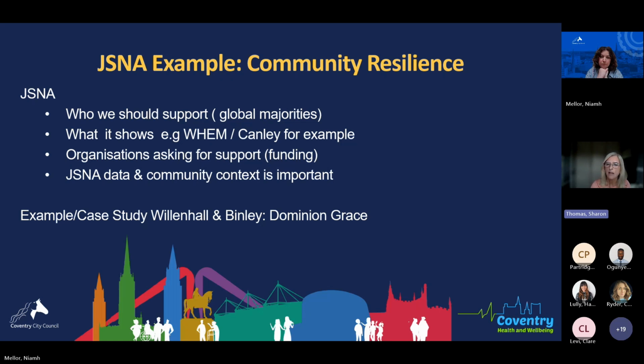So I thought I'd give you a bit of an example for that. Dominion Grace came to us looking for funding. We've helped them before. They run a breakfast club on a Saturday. They've been running it now for coming up for 2 years. We supported them with the first application, and they got £10,000 to run a breakfast club. And if you look at the JSNA data for Willenhall, it's quite densely populated. Binley and Willenhall are quite different. Willenhall is quite young. They've got 21% of their children between 0 to 15, compared to the citywide 19%. So it's quite young.